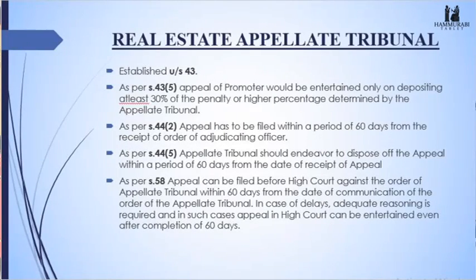Now if somebody doesn't agree to the directions or an order given by the authority, then in that case he can appeal to the Real Estate Appellate Tribunal. Now this is established under section 43. Two important aspects which need to be seen as far as this is concerned. Under section 43(5), appeal of a promoter would be entertained only on depositing at least 30% of the penalty or higher percentage determined by the appellate tribunal. So please understand the importance of this provision. Minimum 30%, it can go to any further percent.